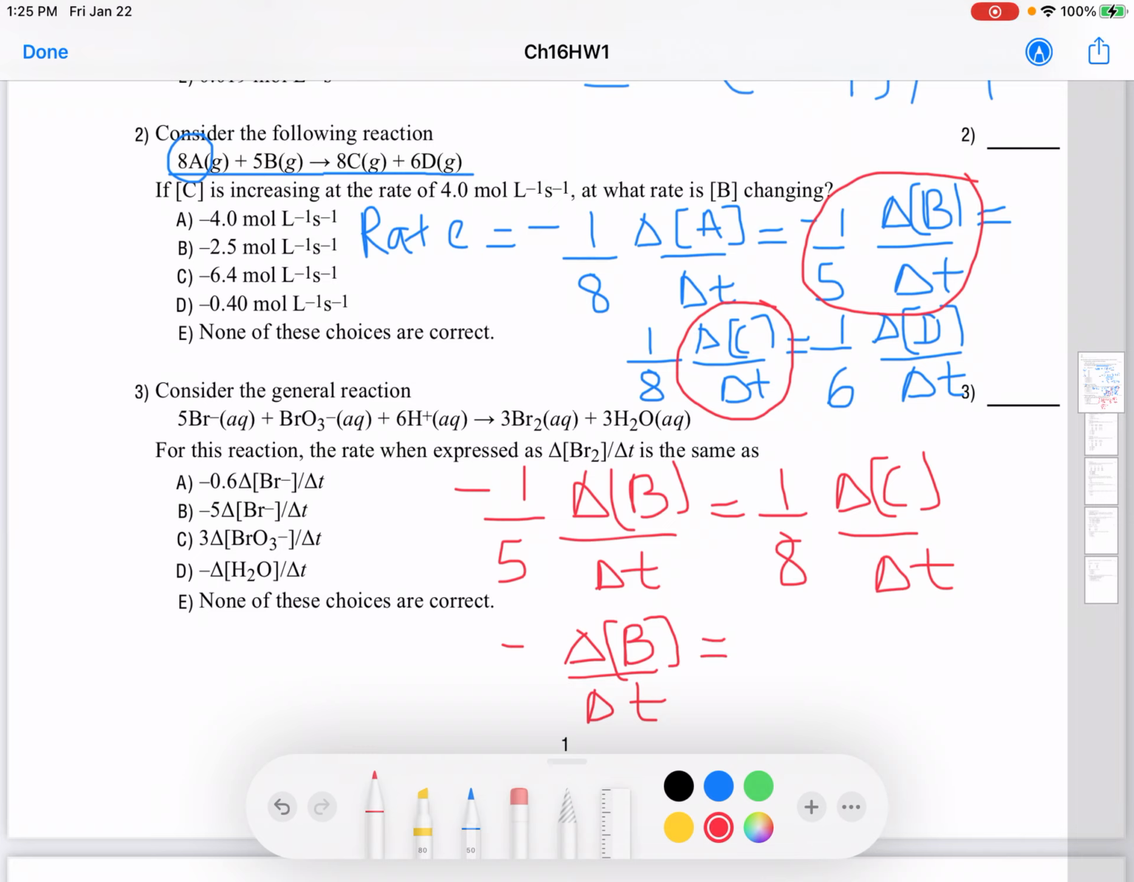Then, we have a 5 here, so you basically multiply the whole thing by 5. You can get rid of this 5 and move it to the other side, so that will make it 5 over 8. And we are given that the rate of increase of C is 4. The concentration of C is increasing, meaning delta C over delta T is 4. So you put that 4 right here.